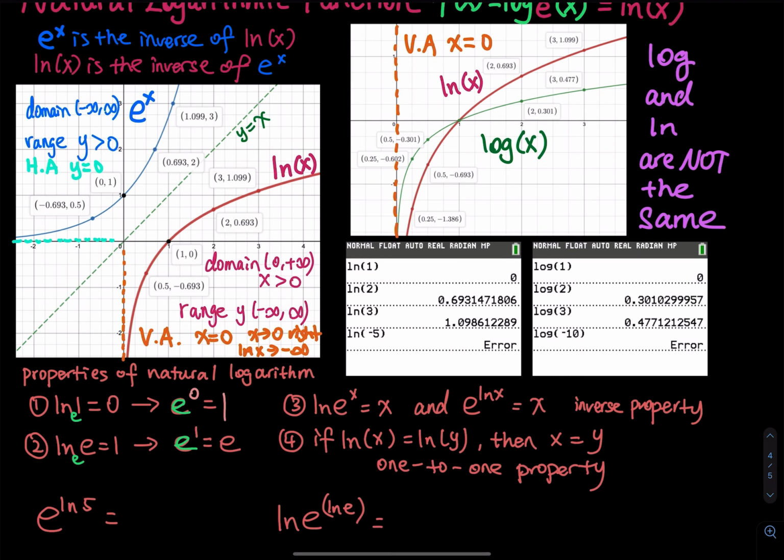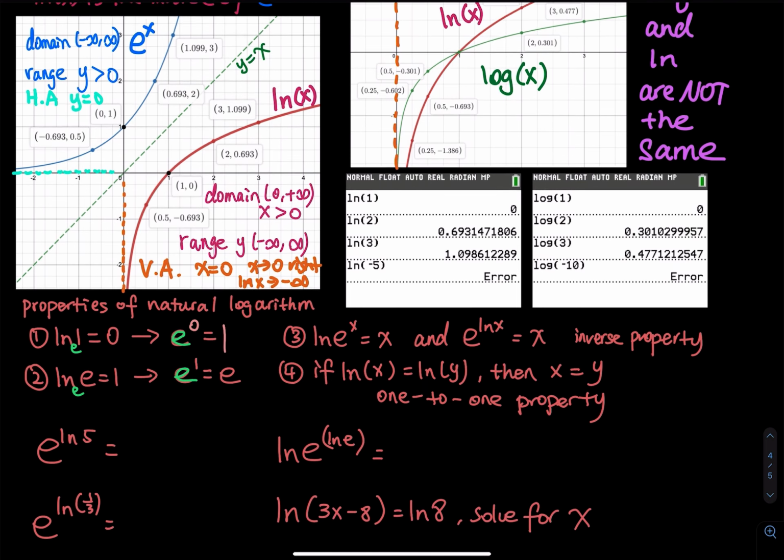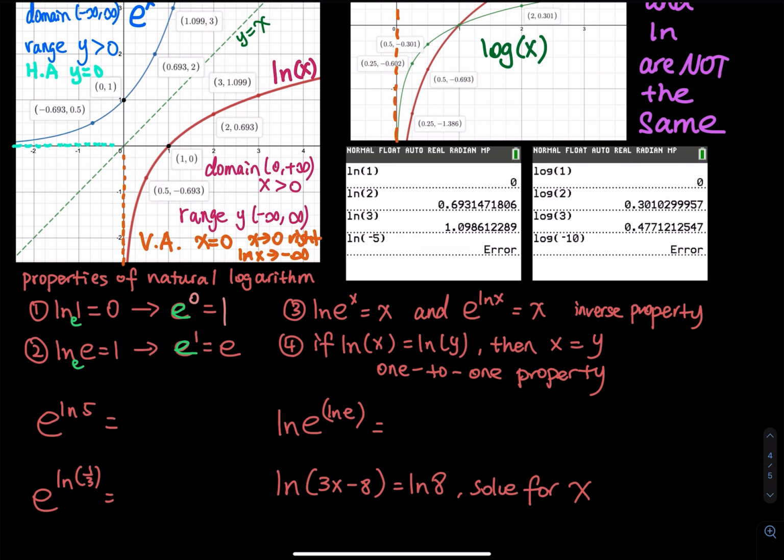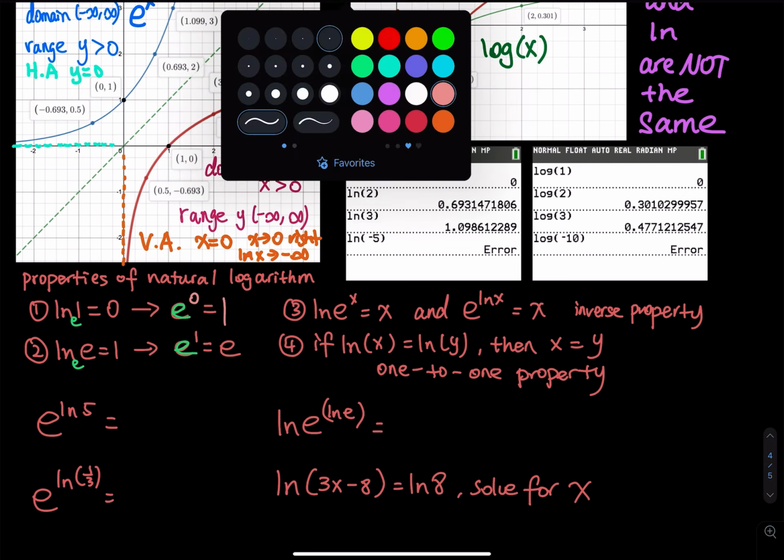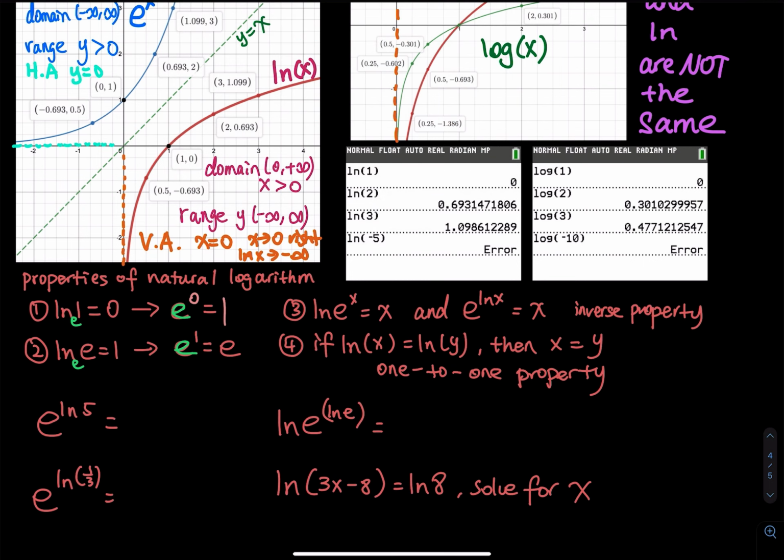And then number 4, if ln x is equal to ln y, then x is equal to y. This is called the one-to-one property. They are very easy to use. Now, e to the ln of 5, what is that equal to? Using which one? Using number 3, e to the ln x is equal to x.